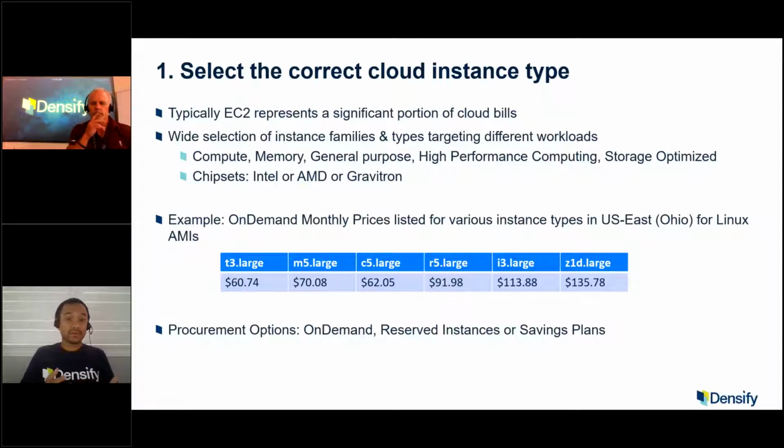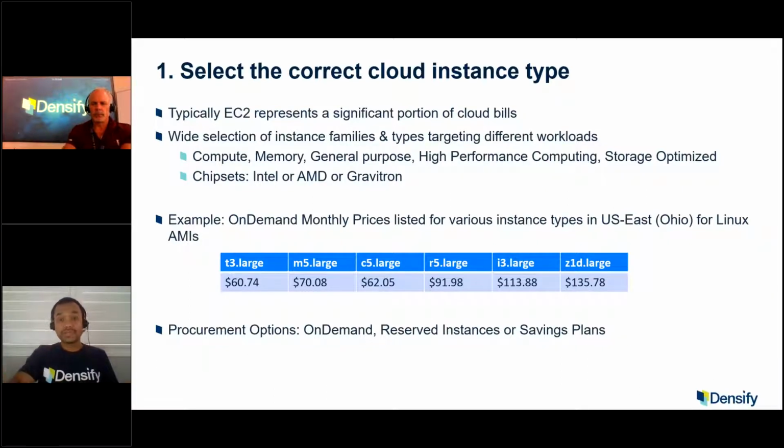These discount vehicles are called reserved instances or savings plans. You commit to AWS to say, I'm going to spend this much money, or I'm going to commit to using this many EC2 instances. In exchange for that commitment for a 1 or 3 year term, you get a better, discounted rate.